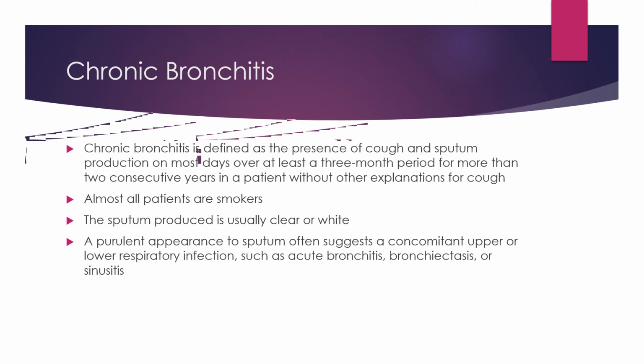So chronic bronchitis is defined as the presence of a cough and sputum production on most days over at least a 3-month period for more than 2 consecutive years in a patient without other explanations for cough. Almost all patients are smokers unless they are chronically exposed to fumes or dust. The sputum produced is usually clear or white, and a purulent appearance of sputum often suggests a concomitant upper or lower respiratory infection such as acute bronchitis, bronchiectasis, or sinusitis.